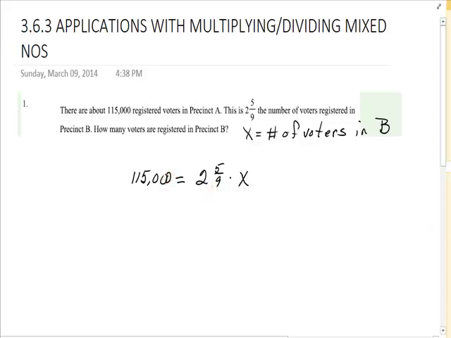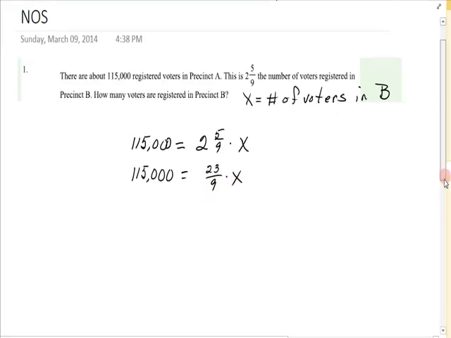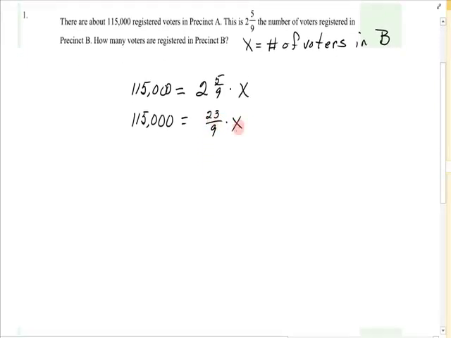I'm going to change my mixed number to an improper fraction. 115,000 is 9 times 2 is 18 plus 5 is 23 over 9 times x. This is times x, so to solve my equation, I need to divide by 23 over 9. 23 over 9 divided by 23 over 9, that's gone, and I get x.